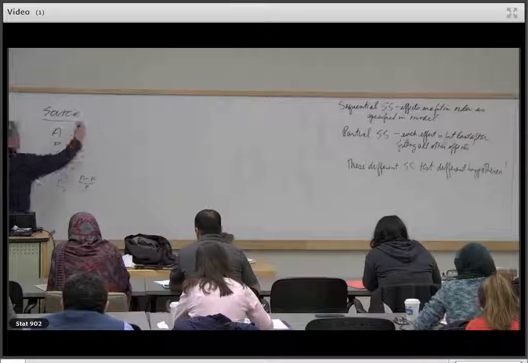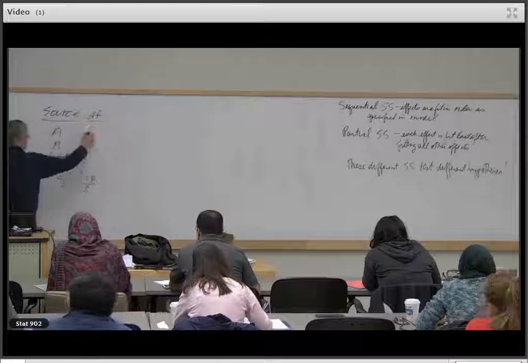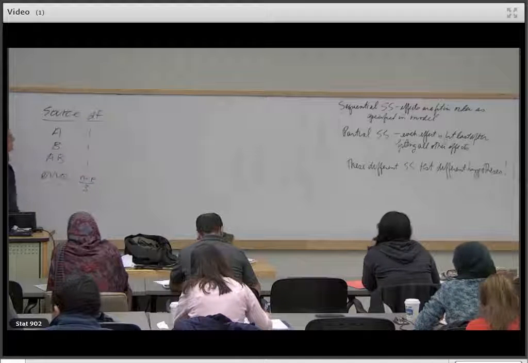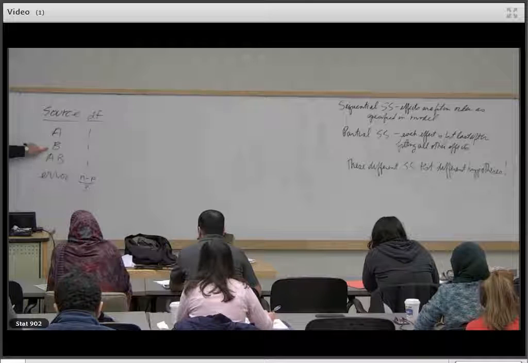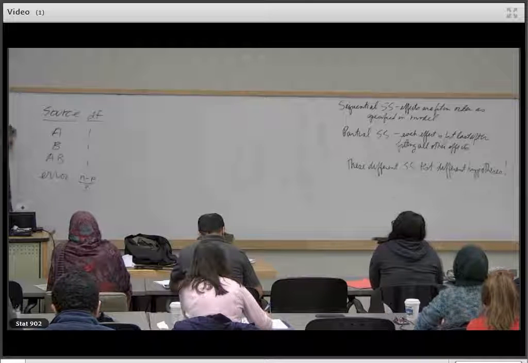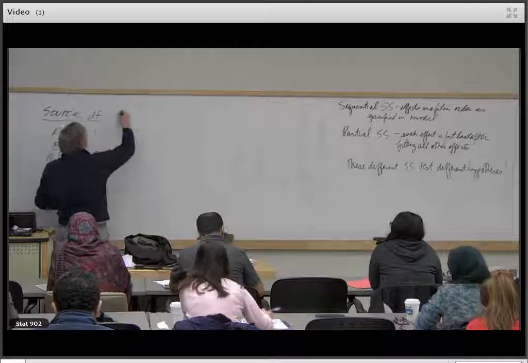Now if I fit each of these for our simple model, I just have a single degree of freedom for each. So I have 2 levels of A, 2 levels of B, and the AB interaction is 1. Okay, so let's look at the sequential sums of squares.